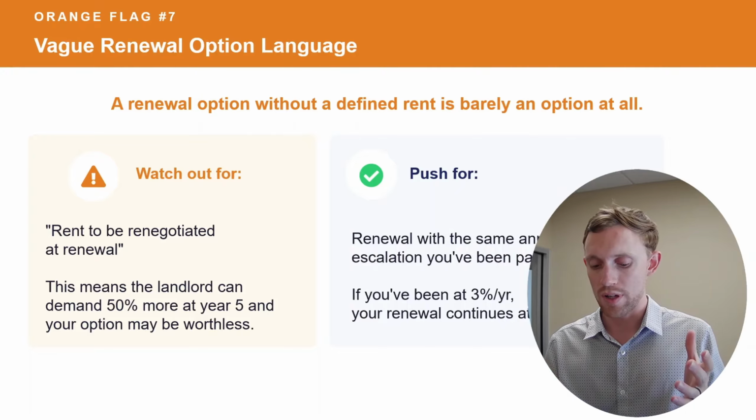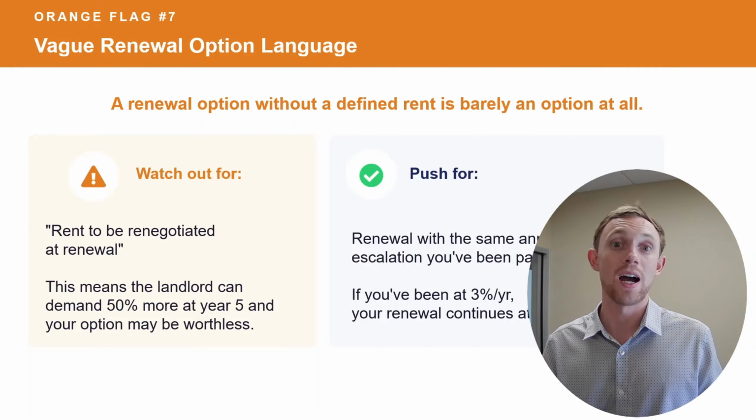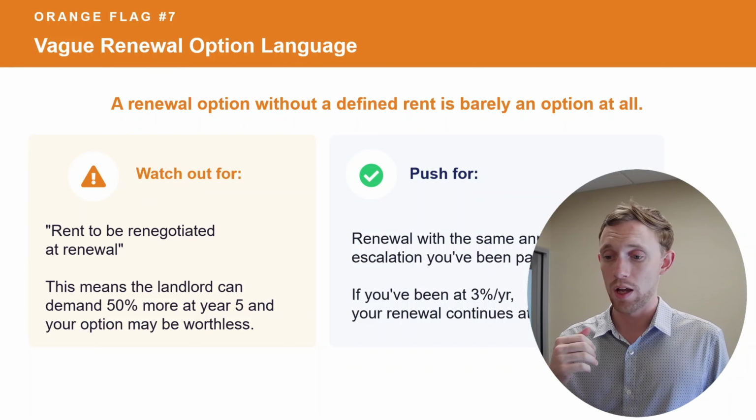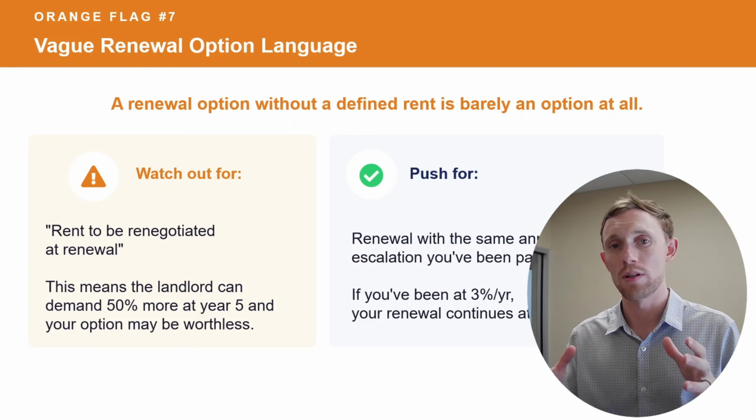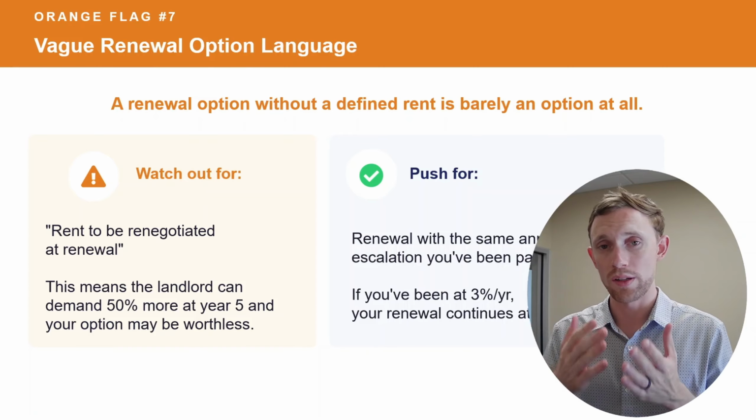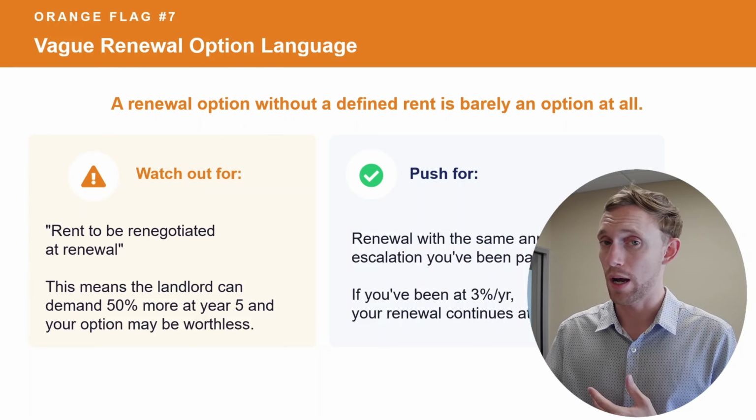Okay, another orange flag, vague renewal option language. So renewal options are essentially if you sign a 5-year lease, and then you have a 5-year renewal option. That means at the end of the 5 years, it's your choice as a tenant if you want to stay or if you want to leave. The landlord can't just kick you out.